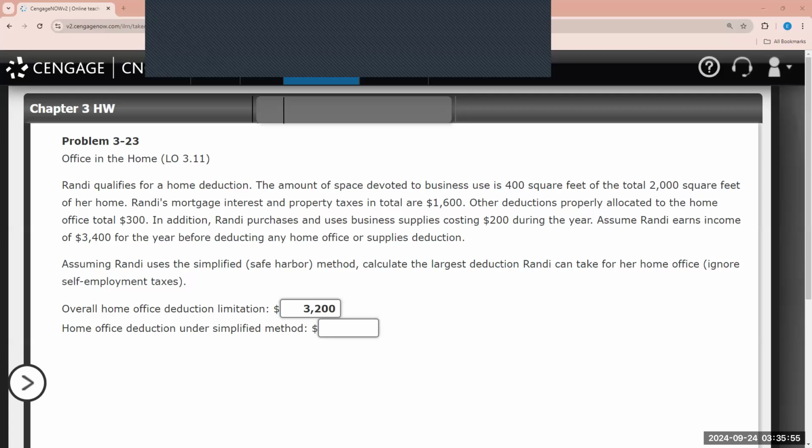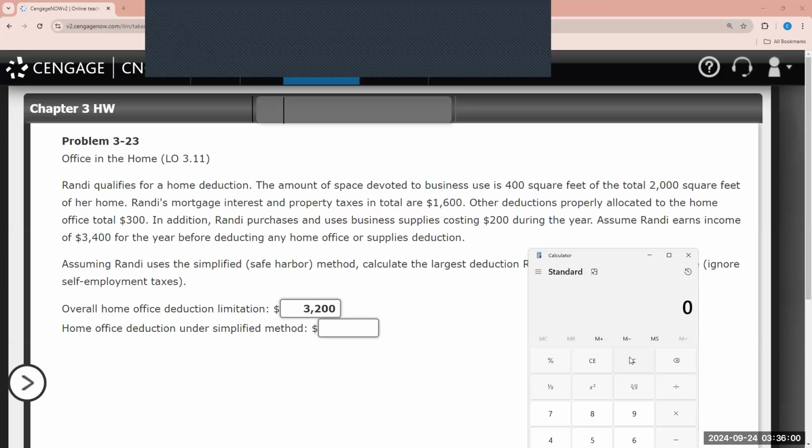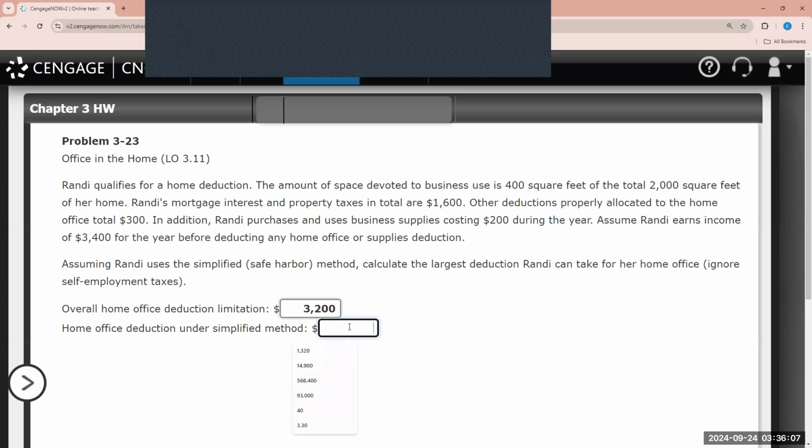Now, if we were to utilize the simplified method, it would be 300 square feet, which is the maximum, multiplied by $5 per square foot. Under the simplified method, it would be $1,500. Just keep in mind that the $1,500 obviously is less than the deduction limitation. And even if the simplified method is used, the deduction is still limited to gross income. So you definitely want to keep that in mind.